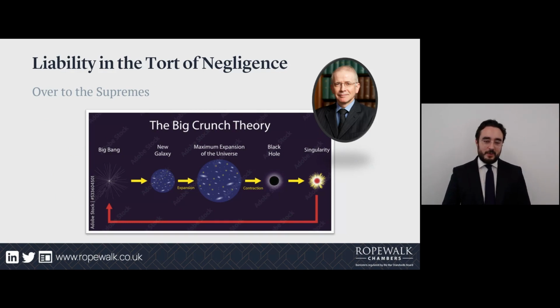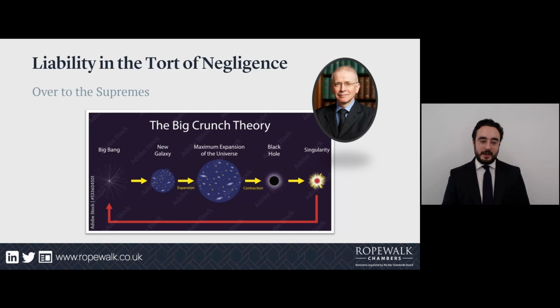On the slide, we have the Big Crunch theory, which is a cosmological theory of the origin and fate of the universe. It starts with the Big Bang, the formation of a new galaxy, and then an expansion to the maximum point, and then a slow contraction to singularity, and perhaps a link right back to the beginning.